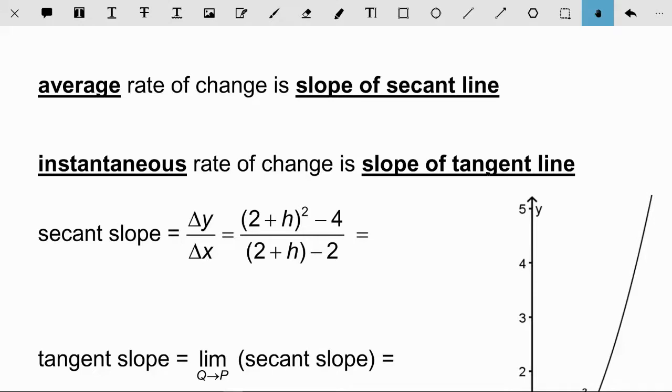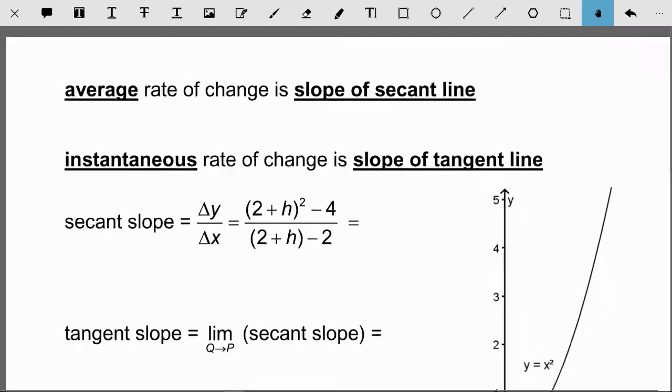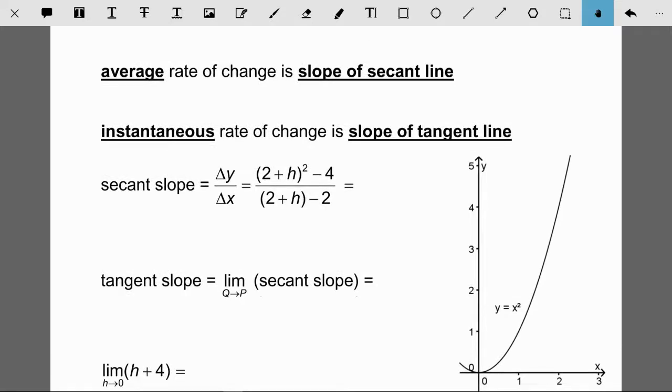When we talk about instantaneous rate of change, that's also the slope of the tangent line. That's also the definition of a derivative at a point. So if I say find the value of the derivative at a point, or the instantaneous rate of change, or find the slope of the tangent line, they're all asking for the same thing. Okay, so let's take a look at an example.